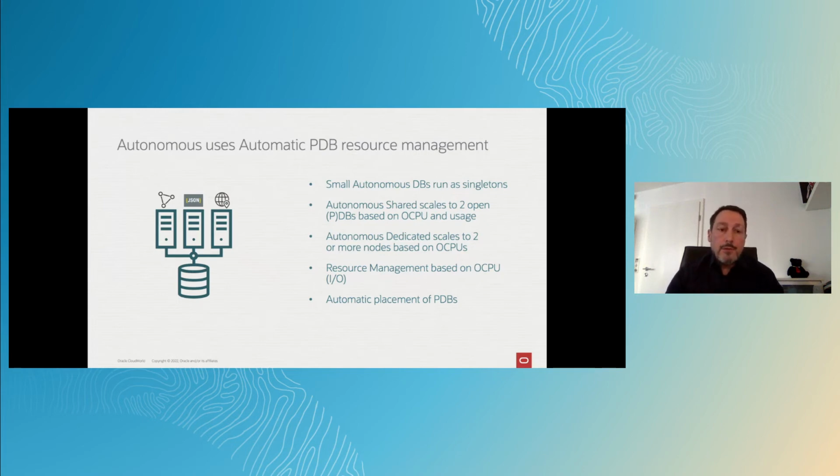And only if you increase the CPUs and we require more CPUs, we will scale out to a 2-node rack in the maximum. It's a little bit different on dedicated, because on dedicated, if you scale out, we will scale out to 2, 4, or 8 nodes, depending on the CPUs assigned. And please keep in mind that the I/O resource management is always based on the CPU. So how much I/O you get from the backend is really based on the CPUs you assign.